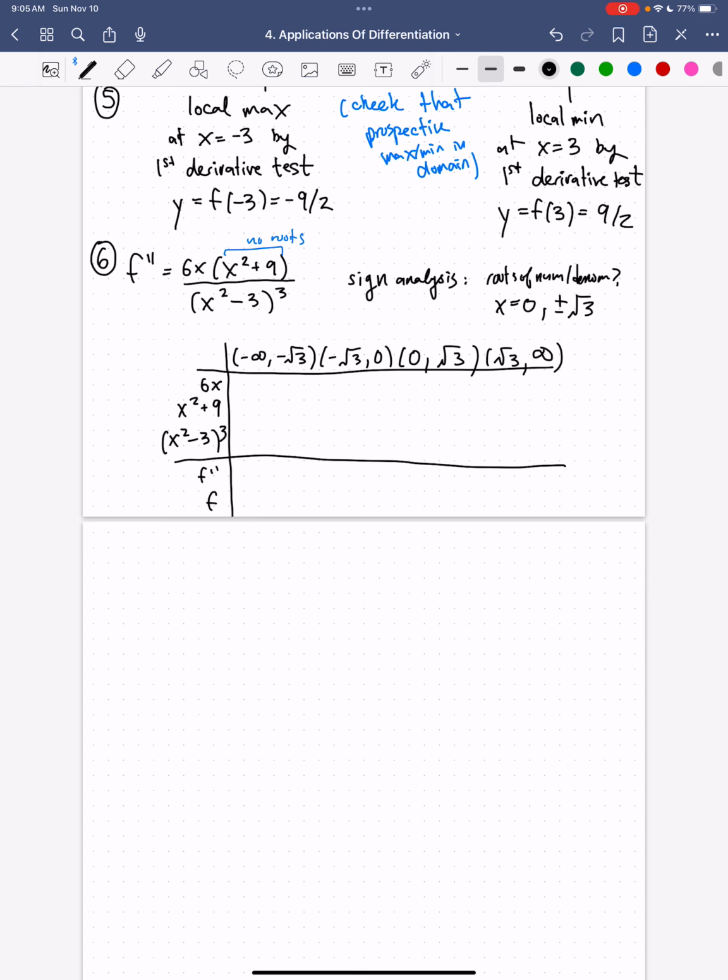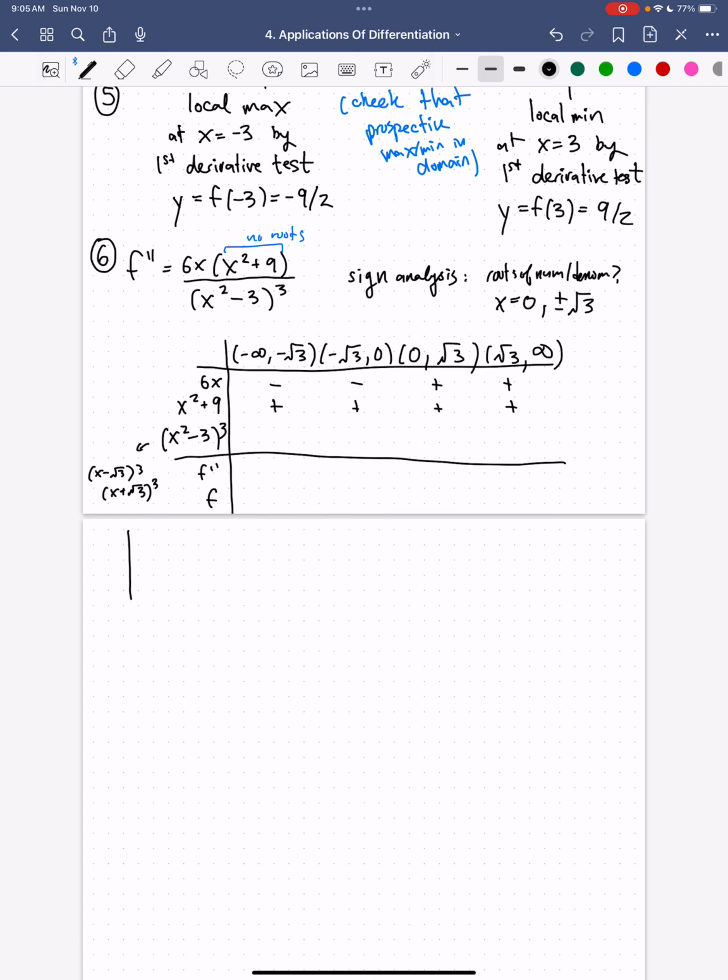Okay, so 6x we know will be negative before 0, positive after. X squared plus 9 is always positive. And then x squared minus 3, cubed. Now this one we can factor as x minus √3 times x plus √3, both of them cubed, but I'm just being a little lazy in combining them. And using that, I know that it's just that normal graph of x squared shifted down by 3. And so you can see from here where it will be positive or negative.